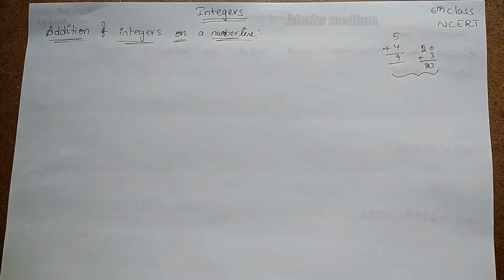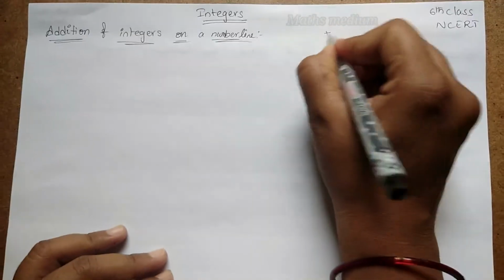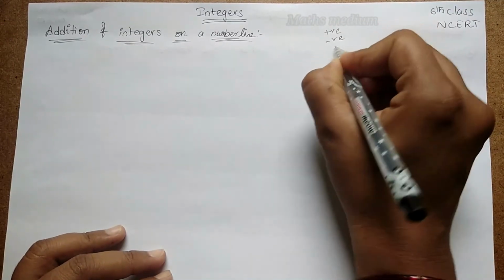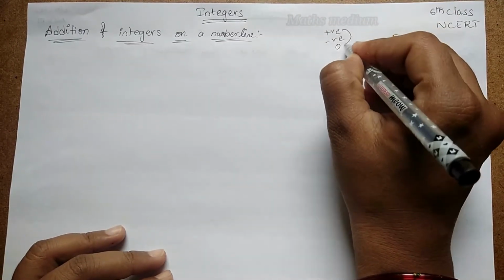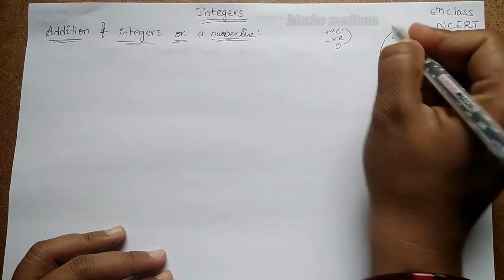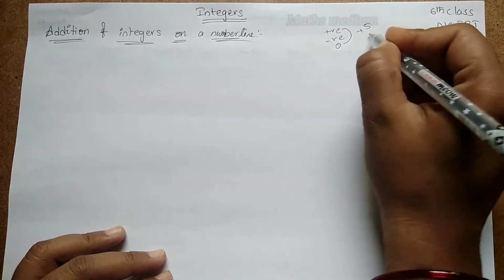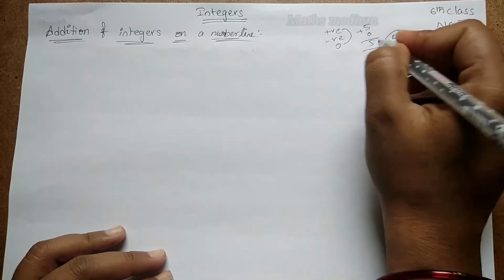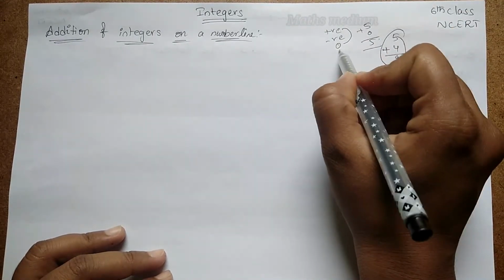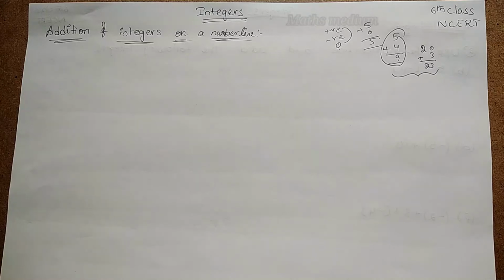So how are we going to add integers? In integers we have both positive numbers and negative numbers, with a 0. We already learnt the addition of positive numbers and 0. So if you take 5 plus 0, it is equal to 5. We know this. But in the case of positive and negative numbers, how are we going to add integers with both positive and negative numbers?